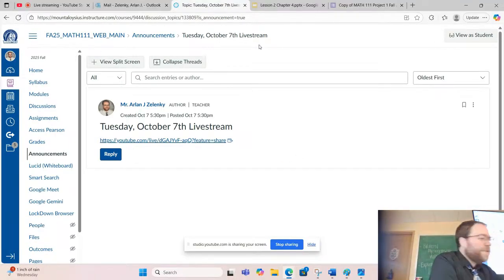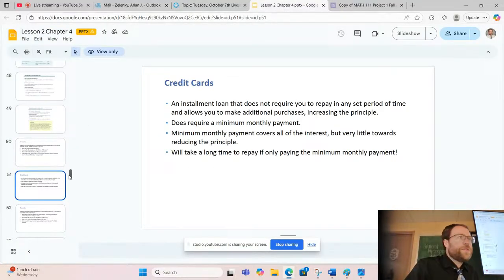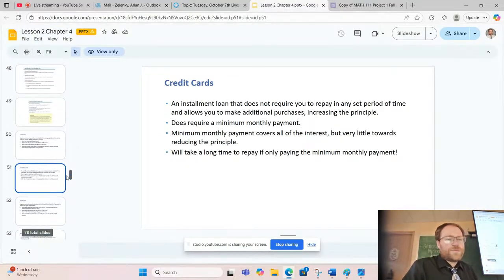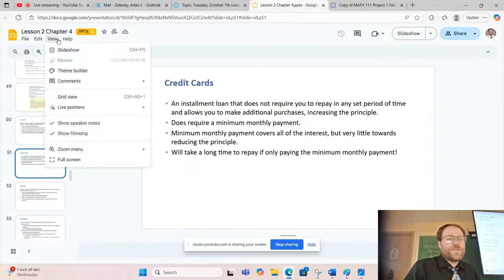Okay, I should be there for them. So we will pick up here with chapter 4. We were about 2/3 of the way through it, but we were going to go to credit cards.